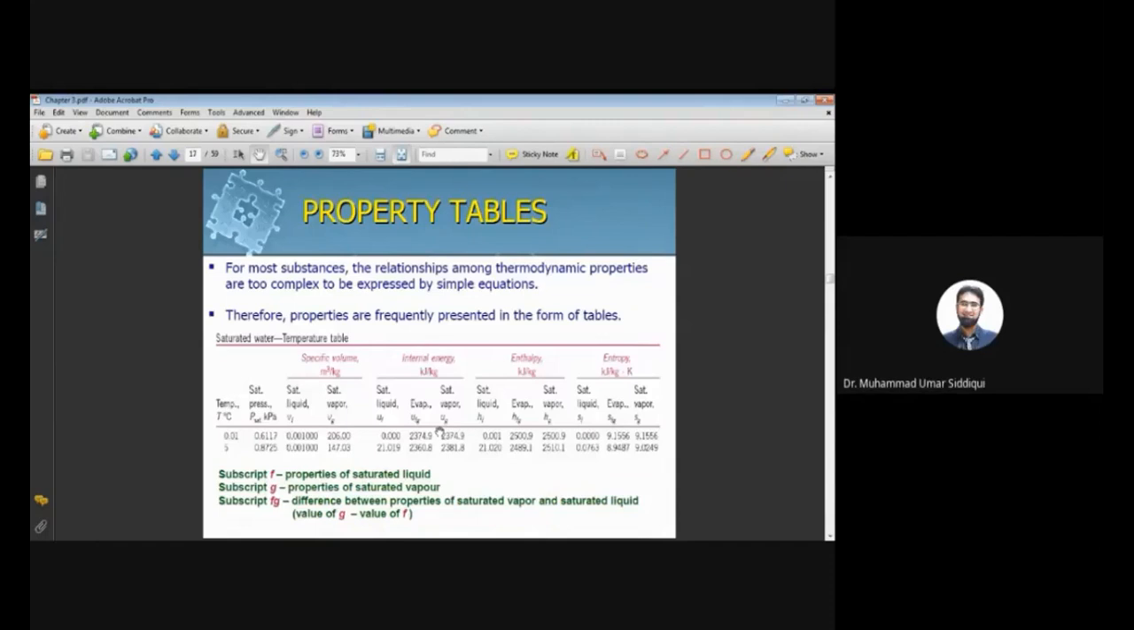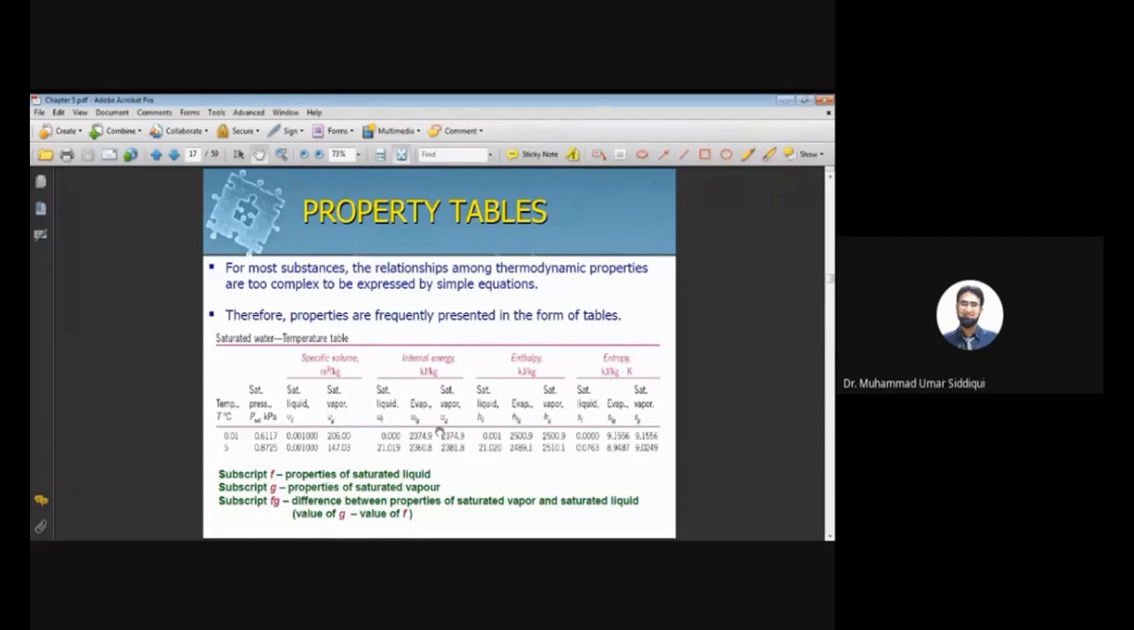Okay, now let's discuss the property tables. Some property tables are going to be very important for this course, and you're going to use the property tables from here onward till the last lecture. So you're in week number 4. We are introducing the property tables in week number 4, and then from week number 4 till week number 16, or till whatever week we continue, we're going to use these tables throughout.